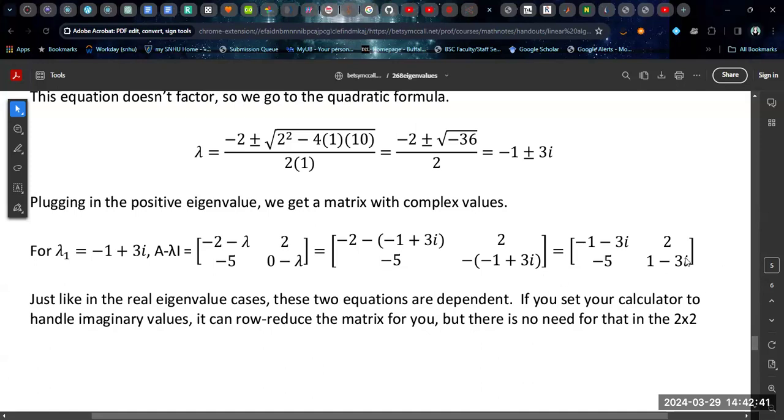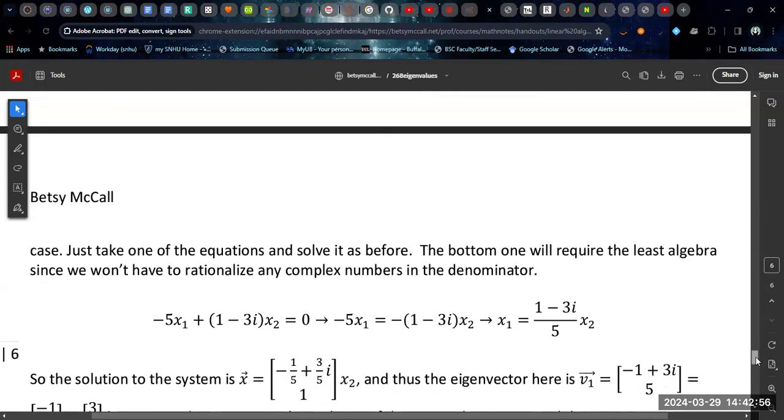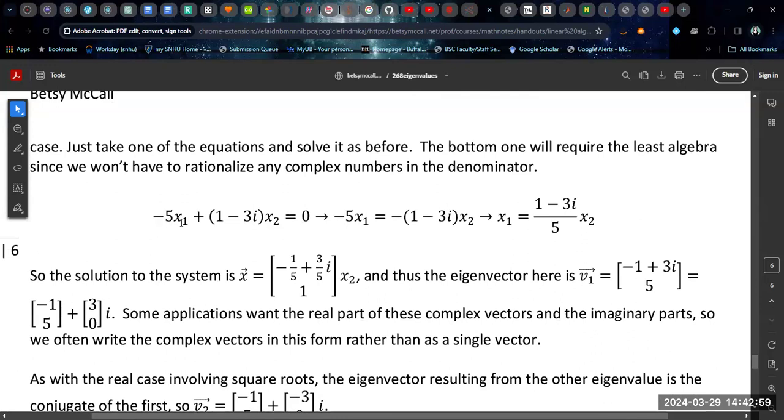So what I'm going to do is take one of these equations, because if I've made no arithmetic mistakes, it should be dependent. I'm going to take the bottom equation so I don't have to divide by i and continue with my solution. So I have my minus 5x1 plus 1 minus 3i, all of that times x2 is equal to 0. I move my x2 over to the other side of the equation. Again, I don't want to divide by i because that makes the math harder. I have to rationalize in order to separate the real and the complex parts. And here I'm not dividing, so I don't have to worry about that.